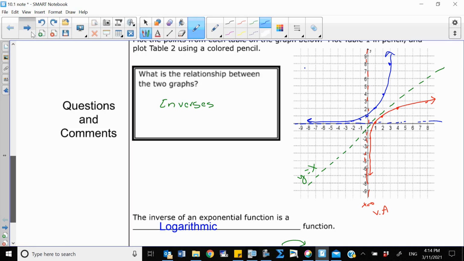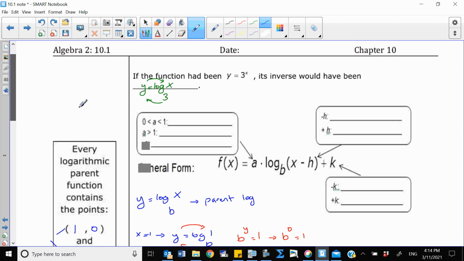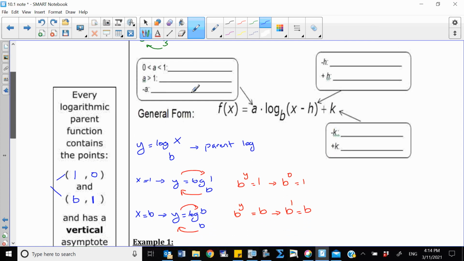Now let's go to the rest of the problems that we had here. Okay, so here we have transformation of function. This is the general form of transformations that can happen on a log function.